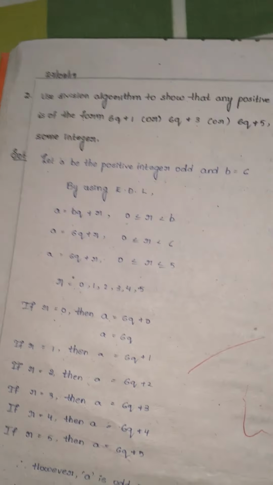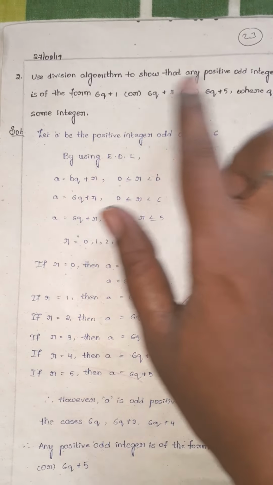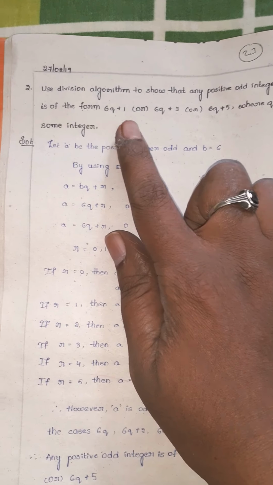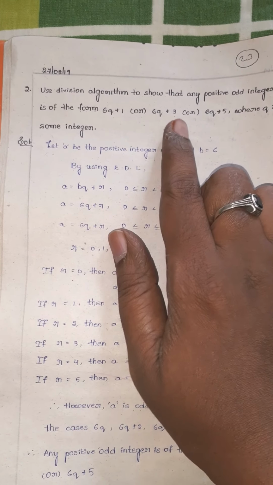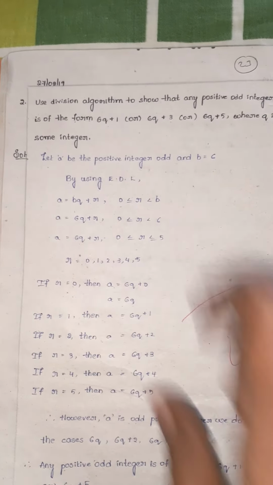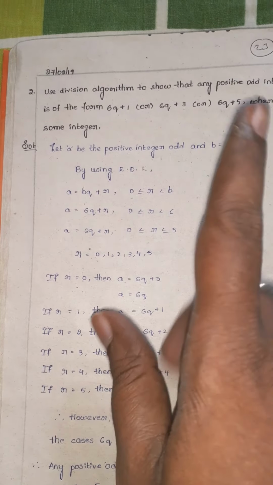Next we will see another problem. Use division algorithm to show that any positive odd integer is of the form 6q plus 1 or 6q plus 3 or 6q plus 5, where q is some integer. We will see the solution.